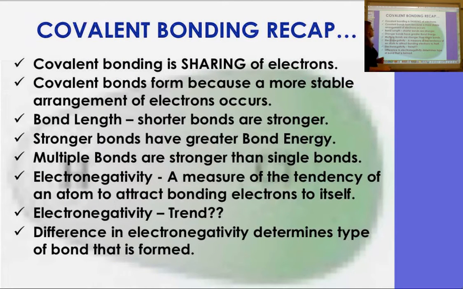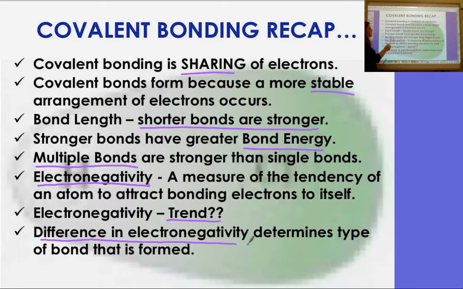Covalent bonding recap. We're sharing electrons in covalent bonds. They share because they're more stable. Shorter bonds are stronger. If you're stronger, you have more energy. It would require more energy to break it. Multiple bonds, triple bonds, are the strongest, then double, then single. Electronegativity, how badly does the atom want to gain another bonding electron? Do you know the trend? And then when you subtract that difference in electronegativity, you get your dipole moment.